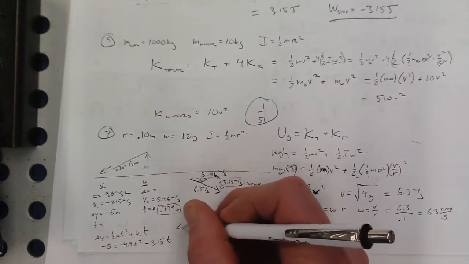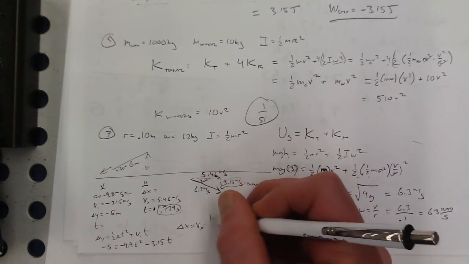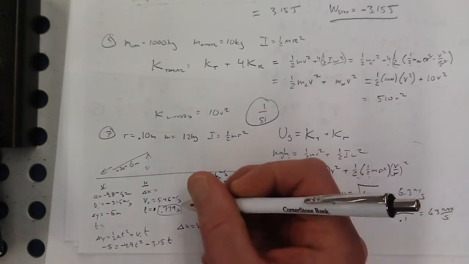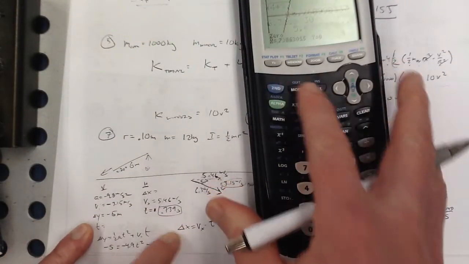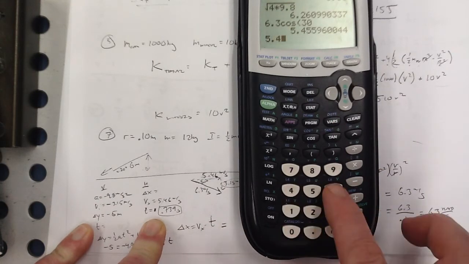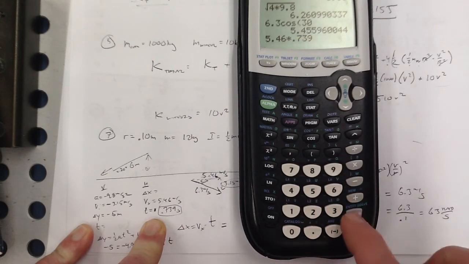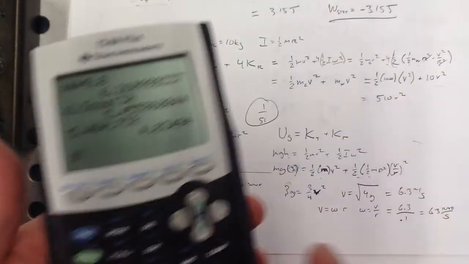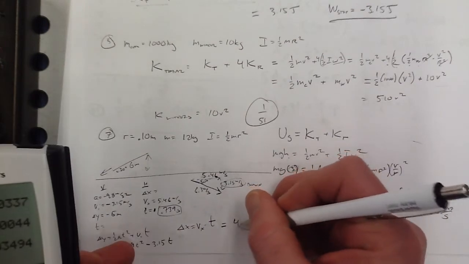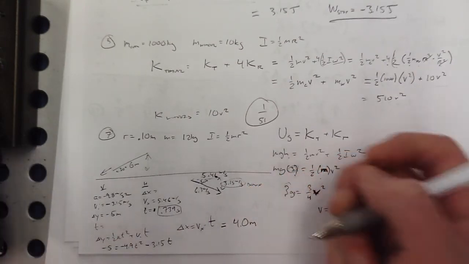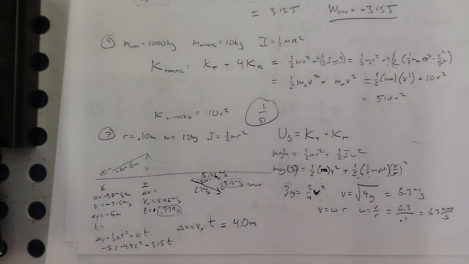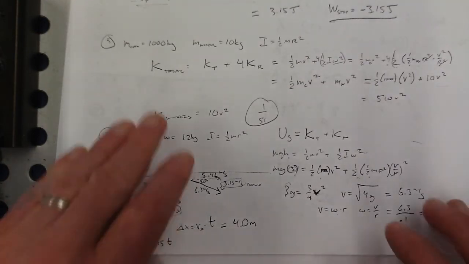And then the delta x is just the constant horizontal velocity times time, which is 5.46 times 0.739. So about 4 meters. And let's check that. Yep. All right. Great.